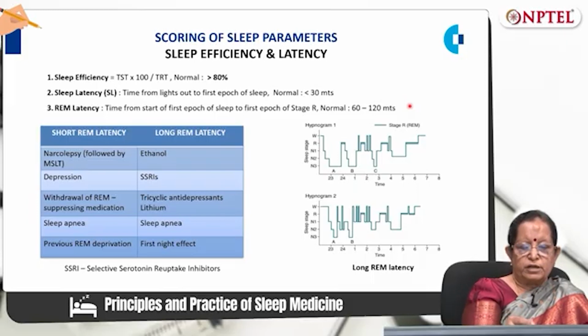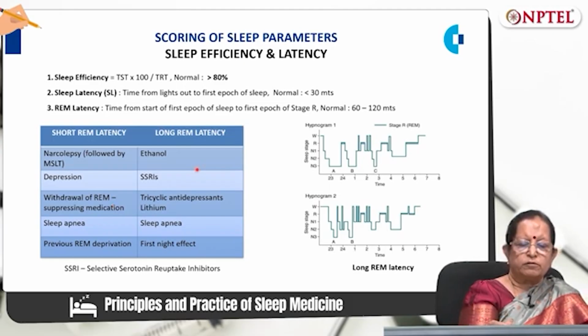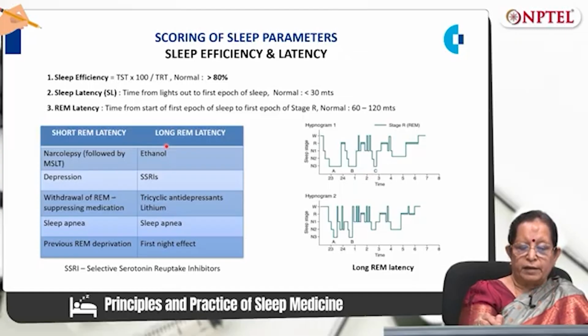People having depression will have a short REM. Other conditions like sleep apneas, previous REM deprivation, withdrawal of REM suppressing medication can also lead to a shorter REM latency. Long REM latency is because of taking certain drugs like tricyclic antidepressants, lithium, even ethanol, or selective serotonin reuptake inhibitors, even in sleep apnea also.